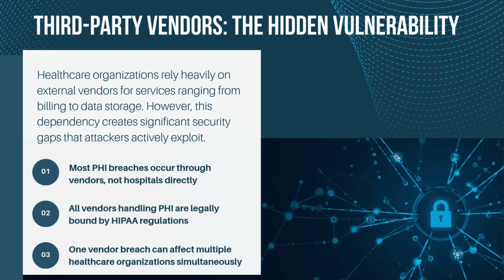Healthcare organizations rely heavily on external vendors for everything from billing to data storage. That dependency creates significant security gaps that attackers actively exploit. Most PHI breaches occur through vendors rather than hospitals directly, meaning attackers go after the softer target in the supply chain. All vendors that handle PHI are legally bound by HIPAA regulations, and one vendor breach can affect multiple healthcare organizations simultaneously. The interconnected nature of healthcare data sharing means vendor security is not someone else's problem. It is directly your organization's problem.